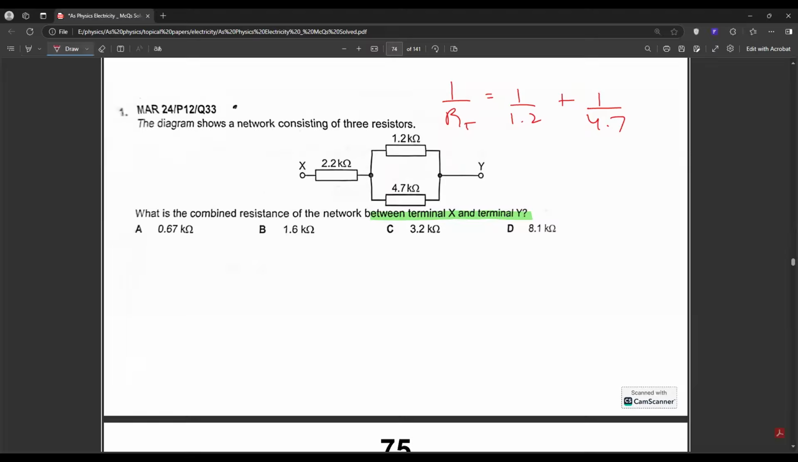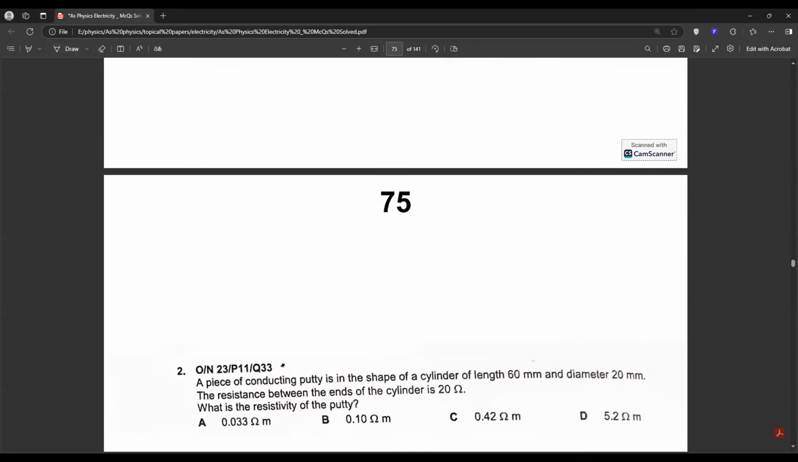This comes out to be 0.955. The combined resistance of this, R parallel, or R total, comes out to be 0.95 kilo ohms. Perfect. Yes. Add this to 2.2 plus 2.2. This comes out to be 3.15 ohms. So C is your answer. The combined resistance is the resistance of this parallel plus the series resistance. C is your answer. Let's further move ahead.